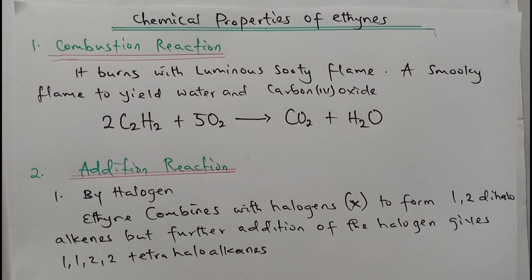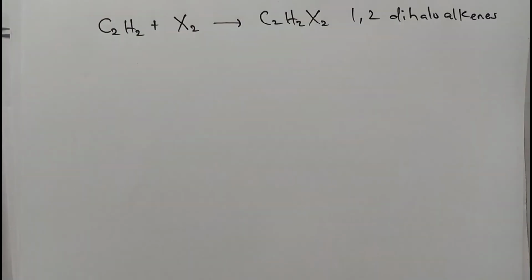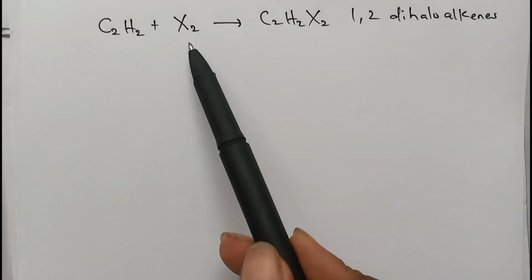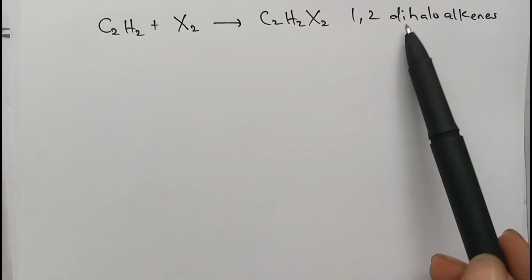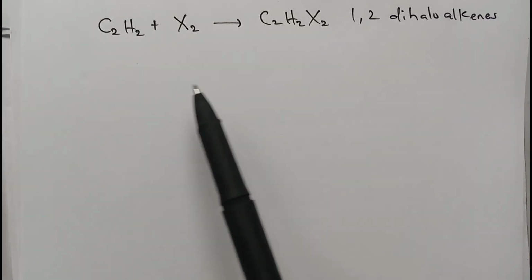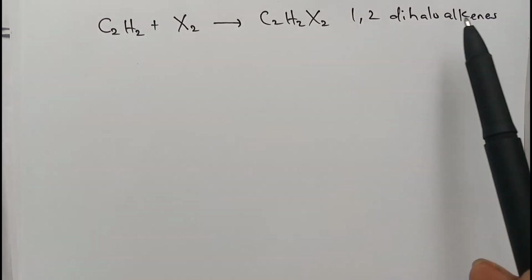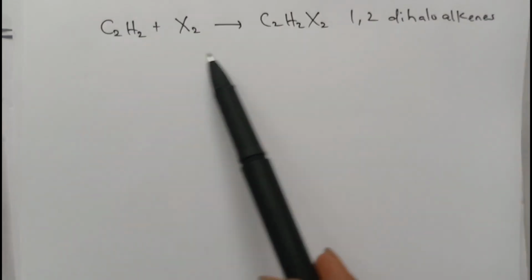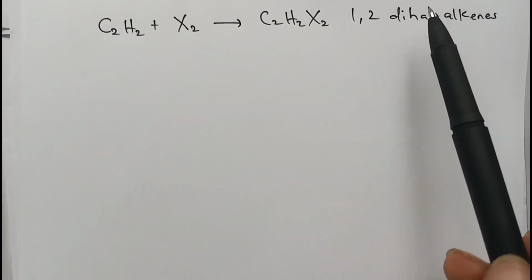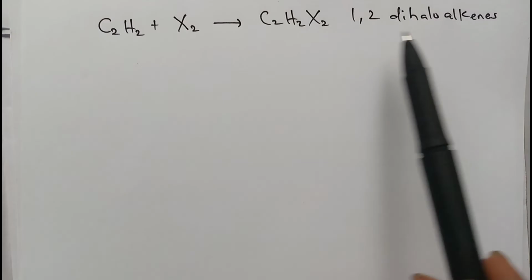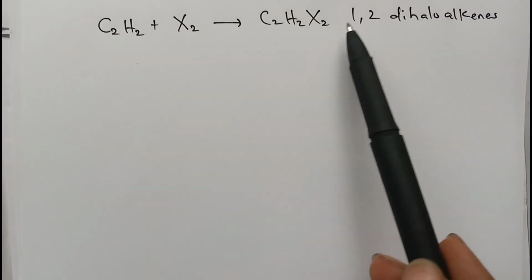We can have something like bromine, iodine, or chlorine added. When it is being added, this is what we observe. If, for instance, this X is chlorine, we are going to call it 1,2-dichloroalkanes. If this X is bromine, we are going to call it 1,2-dibromoalkanes. If this is iodine, we call it 1,2-diiodoalkanes. Now, the more we add this, the name changes.